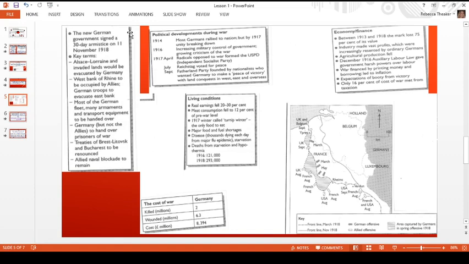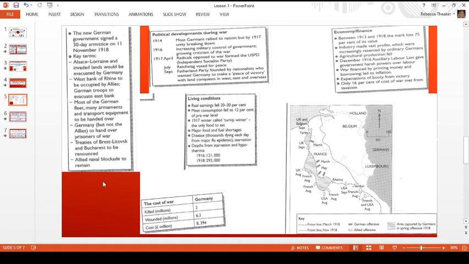The new German government signed a 30-day armistice in November 1918. The key terms of this armistice were: Alsace-Lorraine and invaded lands would be evacuated by Germany, the west bank of the Rhine to be occupied by Allies and German troops to evacuate the east bank, most of the German fleet and many armaments and transport equipment was to be handed over. Germany, but not the Allies, was to hand over prisoners of war. Then we see several treaties being renounced. If something's renounced, that means it's being cancelled, it's being taken back. And the Allied naval blockade was to remain.